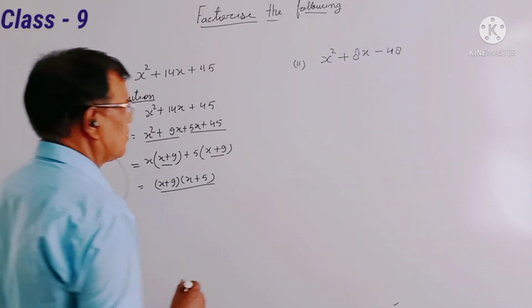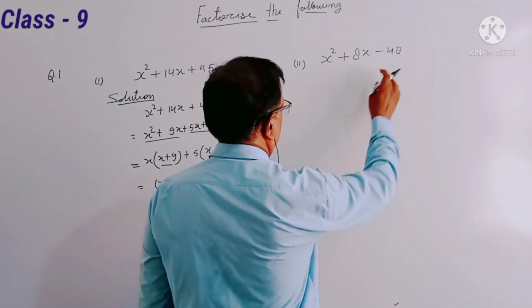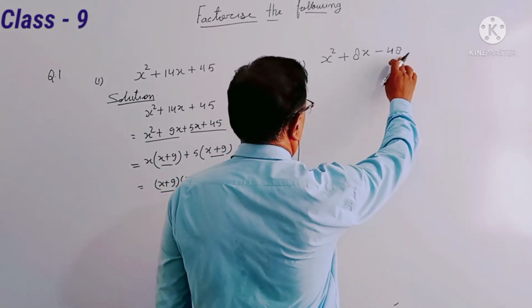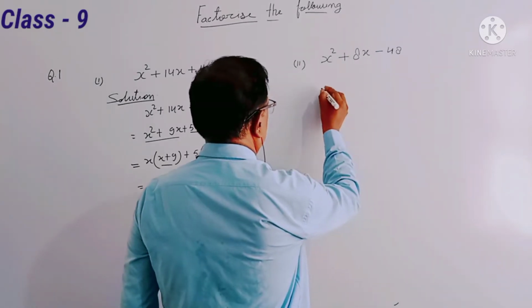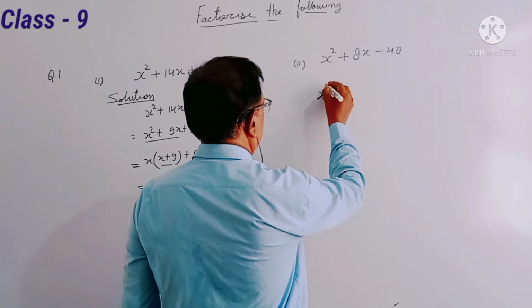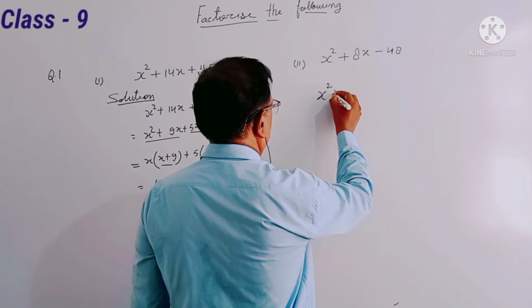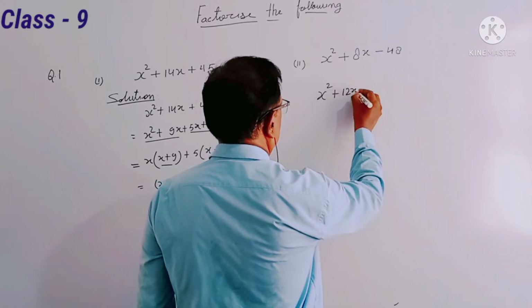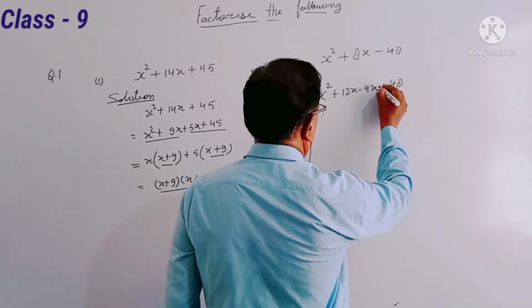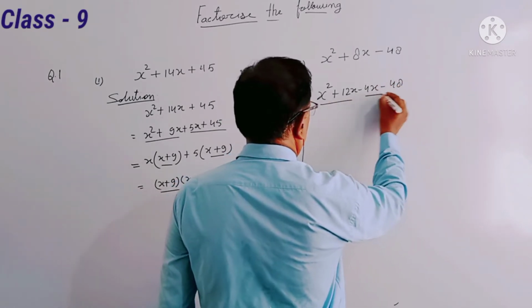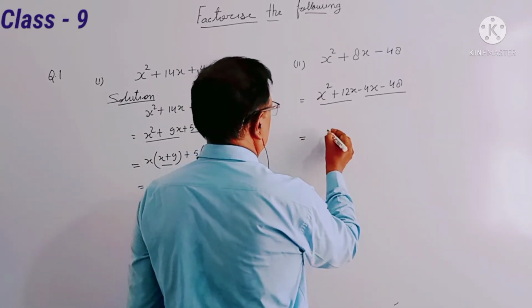Now we are going to solve the next one, as we split the 8, here is minus 48. So how did we get 48? Now we split it and find it. First we think about this one. Now x square plus 12x minus 4x minus 48. Now we make the pairs and take the common, and thus we find the factors.